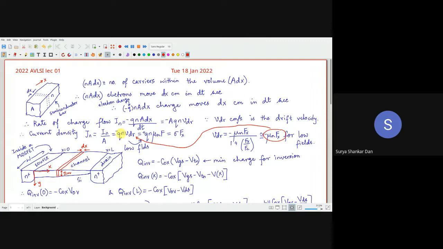Okay, so from this step to this step, under low fields, we will get a plus over here because this is also a minus, this is also a minus. This minus was because of the electronic charge, which is negative. This minus is because, as we have already seen, the direction of the drift velocity is opposite to the direction of the field. That is coming from the vector signs.